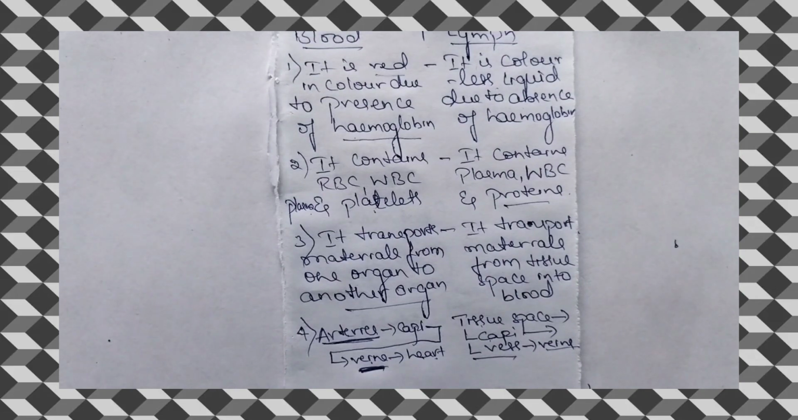The path for the flow of the blood is that oxygenated blood from arteries is carried to capillaries. From the capillaries, deoxygenated blood is carried to veins. From the veins, the deoxygenated blood moves to heart. The path for the flow of lymph is from the tissue space to lymphatic capillaries, then through lymphatic vessels, and from lymphatic vessels to veins. So like this, we have to study the differences between lymph and blood.